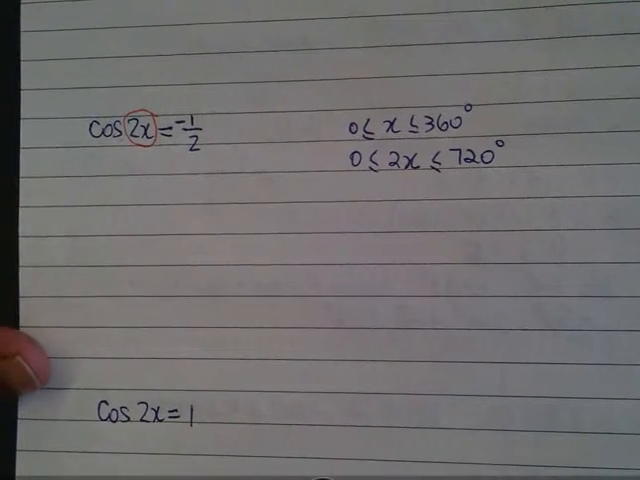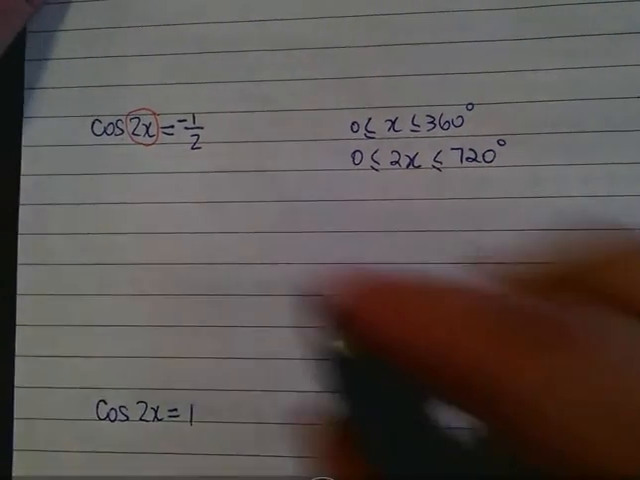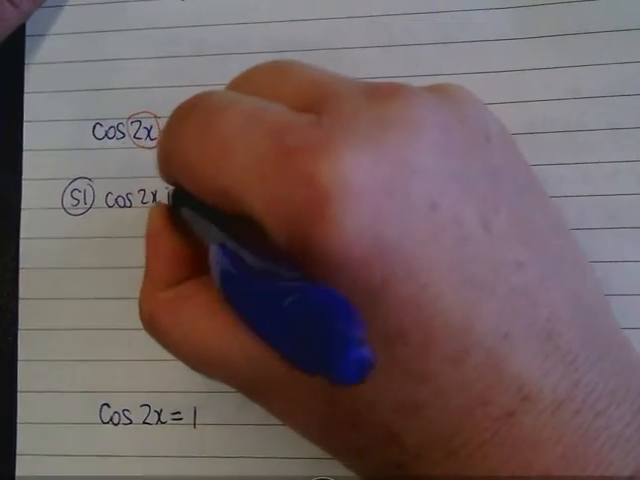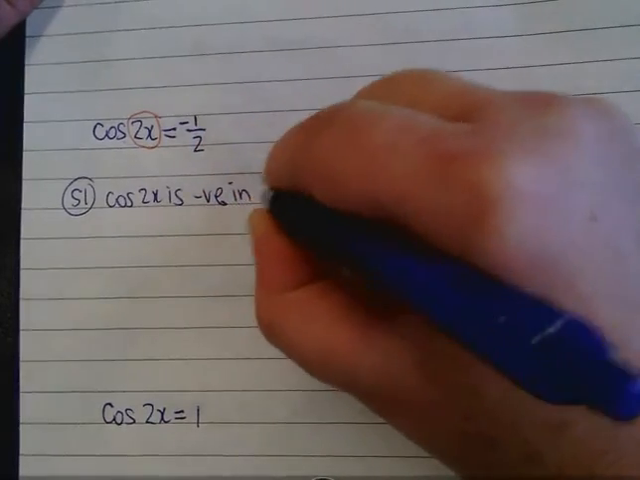Do you know what to do? Step 1. Cos is negative in quadrants.